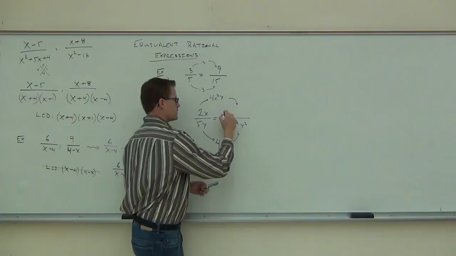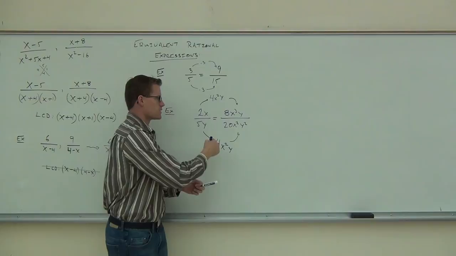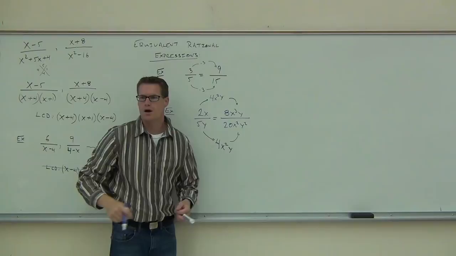8x cubed y. Perfect. You can always check your work. If you simplify this one, you must get this one back. And you will. If we simplify that, you're going to get the 2 over the 5. The x's, notice you'll have 1x on the top. The y's, you'll have 1y on the bottom. So it does simplify back down if you wanted to check your work. But that's how you do it.